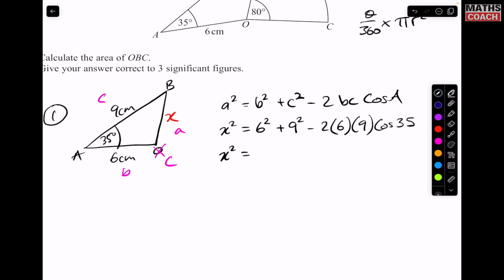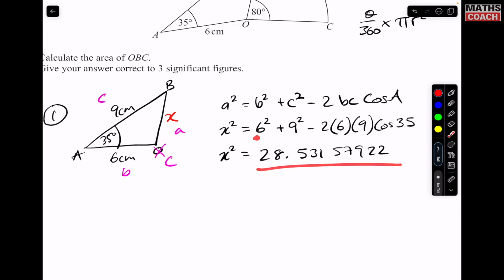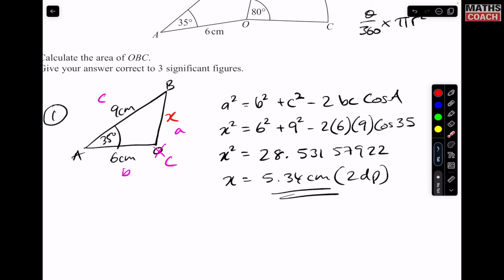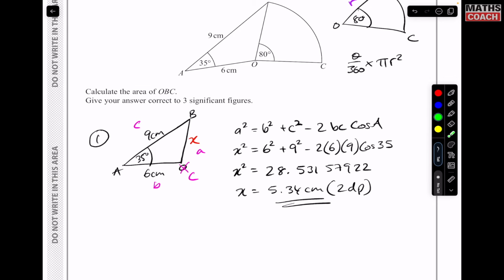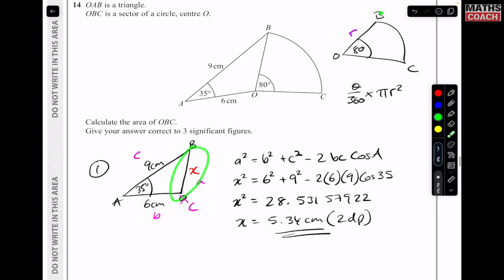You should get, I'm going to quickly fast forward here, 28.53157922. If you did not get this, go back and check this. You probably haven't done this correctly, okay? So go back and check this. Now to square root that, so I square root the answer, I get 5.34 centimeters, that's to 2 decimal places. So 5.34 is our length right here. Now I can go back to this and add it here because this is the same length.